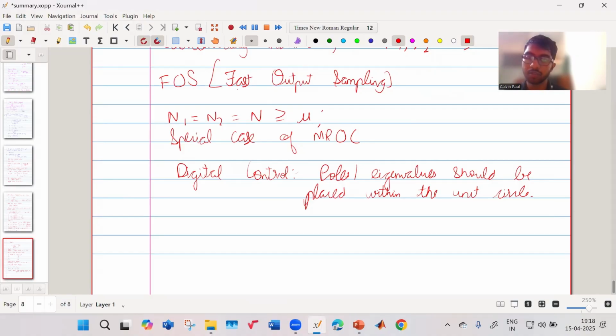Okay, the poles or eigenvalues should be placed within the unit circle. This should be taken into account.